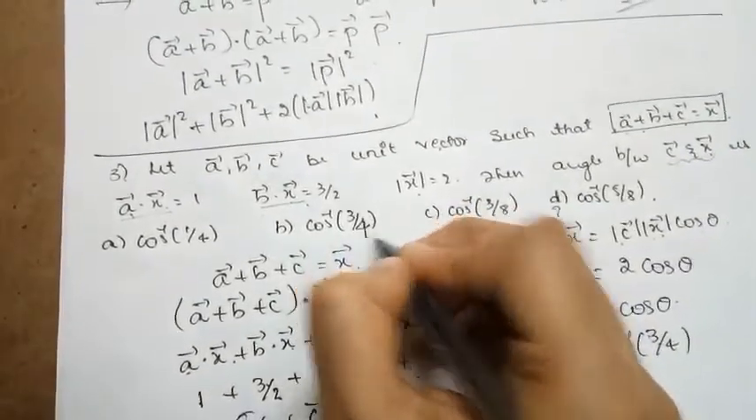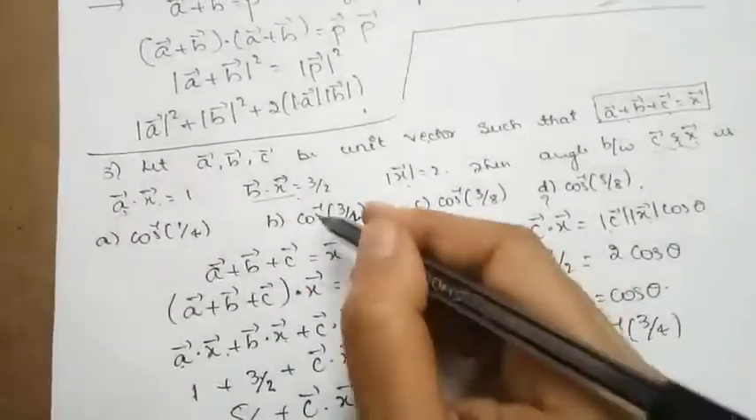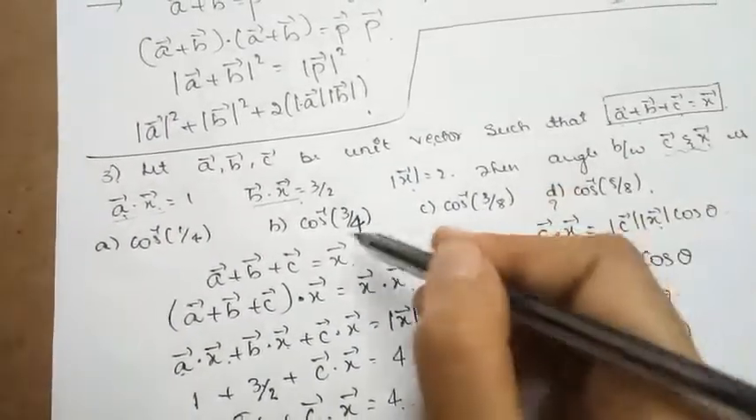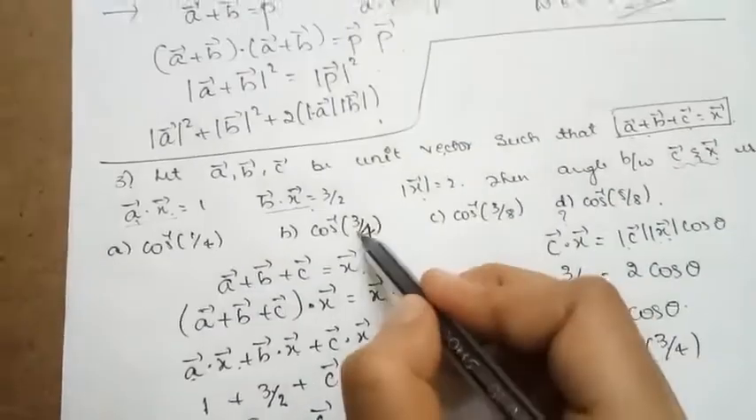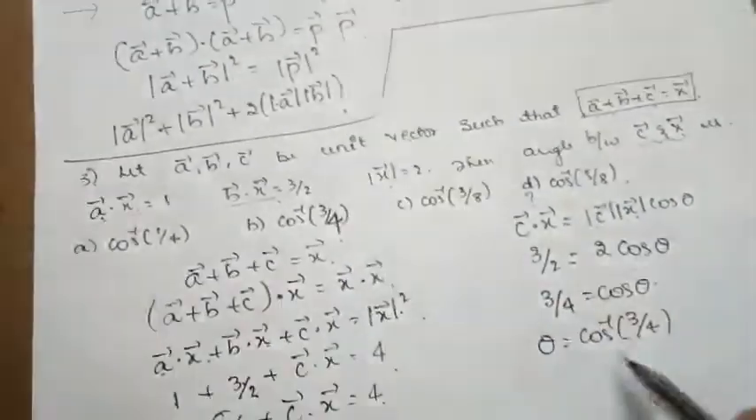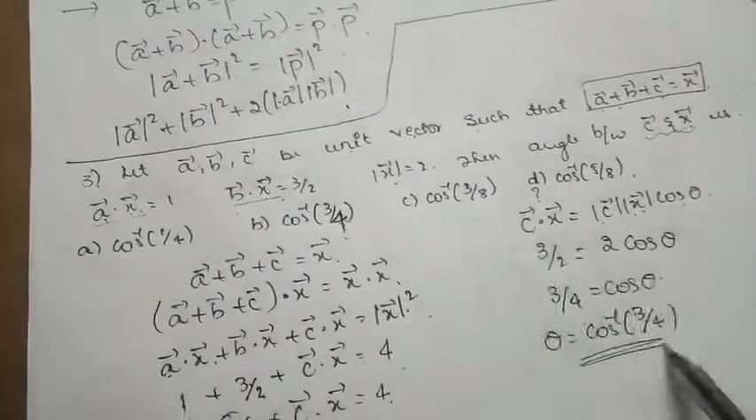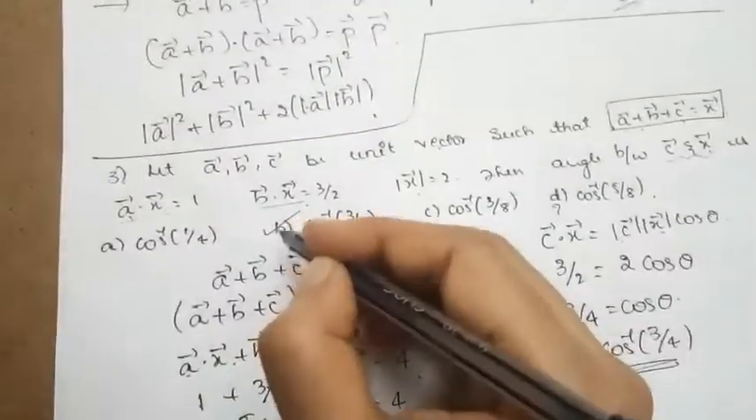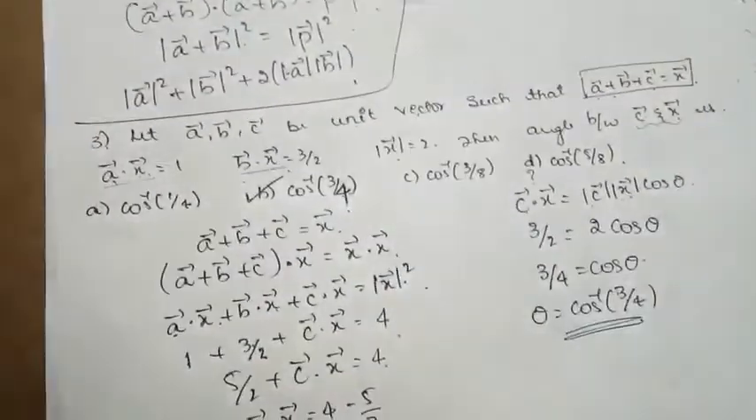Sorry guys, it is not 2, it is 3 by 4. It is a mistake. I think I have repeated the same mistake in the question also. So correct the mistake in the option here. So theta is equal to cos inverse 3 by 4. So option B is the correct one. So it is option B.